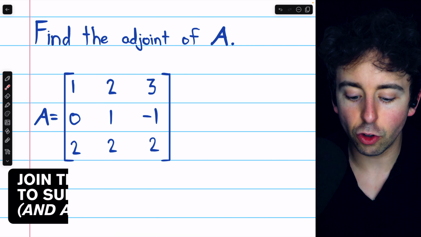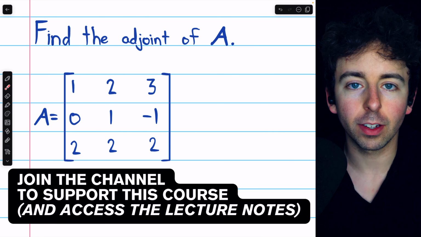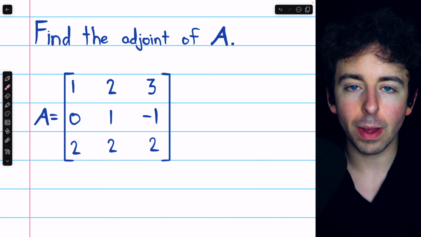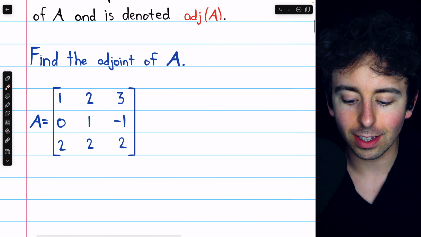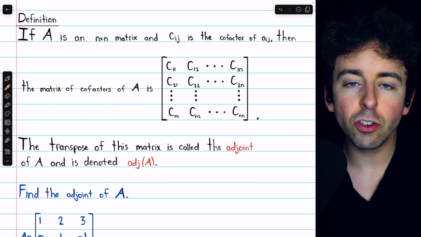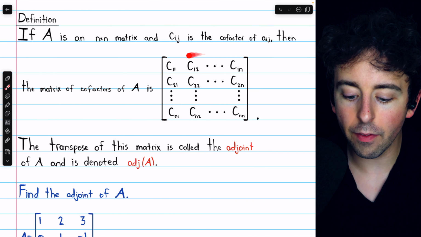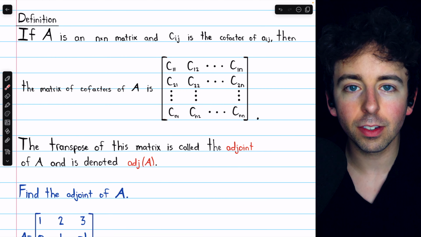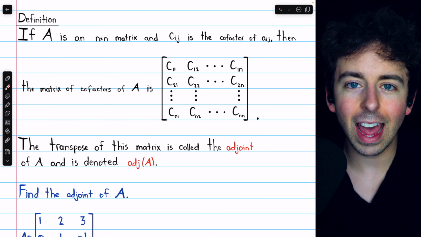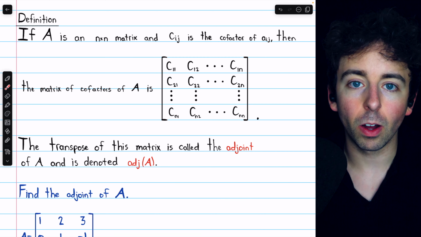Let's find the adjoint of this 3 by 3 matrix and then use that to find its inverse. To find the adjoint of the matrix, we should begin by recalling the definition of adjoint. Here that definition is: the adjoint is the transpose of the matrix of cofactors. So we must begin by finding all cofactors of the matrix A and then putting those all in a matrix.